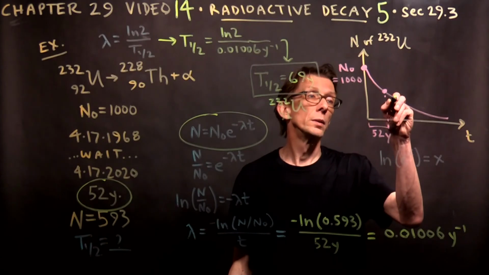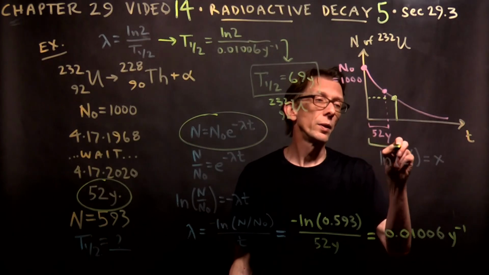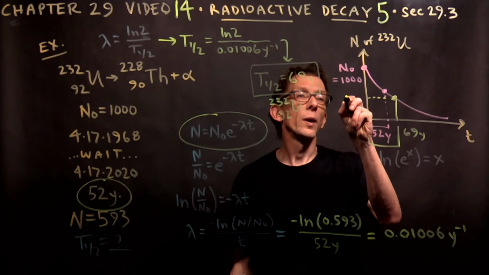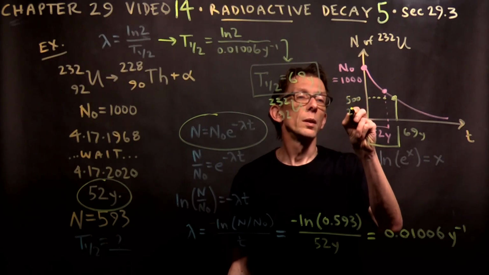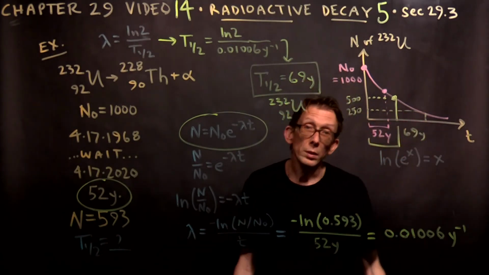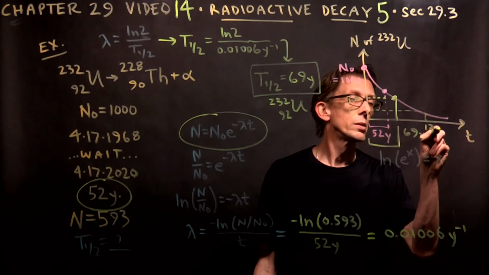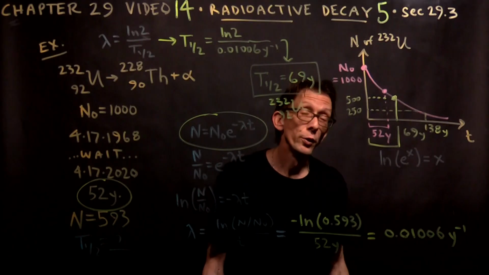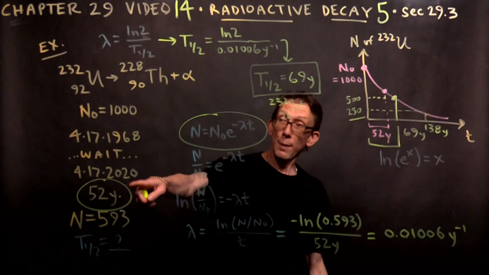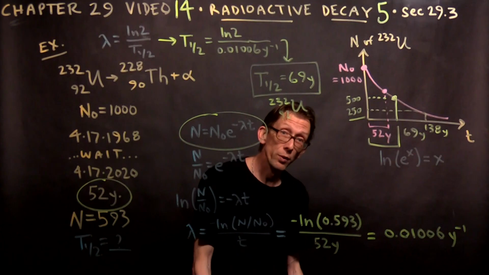So the half-life here is 69 years, and the value here is 500. After another 69 years, that's 138 years, we'll be down to 250 after 138 years after April 17, 1968. We'll be down to a fourth of the original value, and so forth and so on.